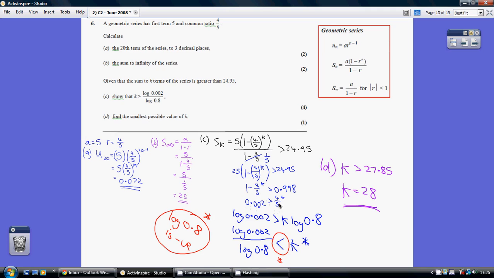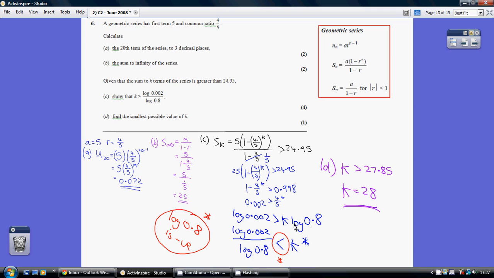Now what we need to do now, we need to log both sides, so that's fine. So we've got log 0.002 equals log 4/5 to the k. Following the power rule, that's k log 0.8. So at this point we've still got the sign looking like this. Now we want to get k on its own, so we're going to choose to divide through by log 0.8.